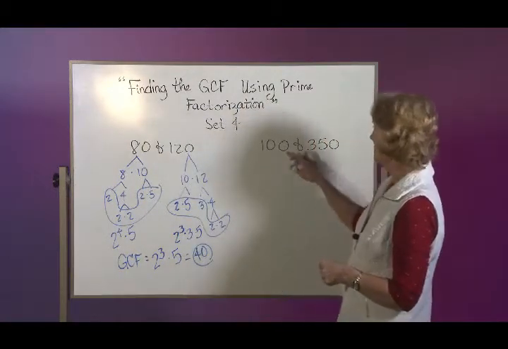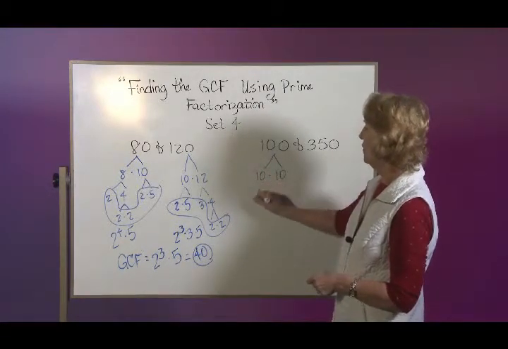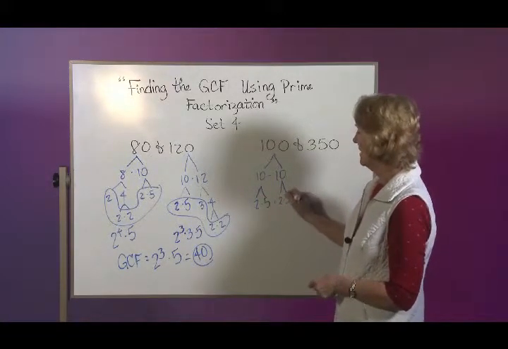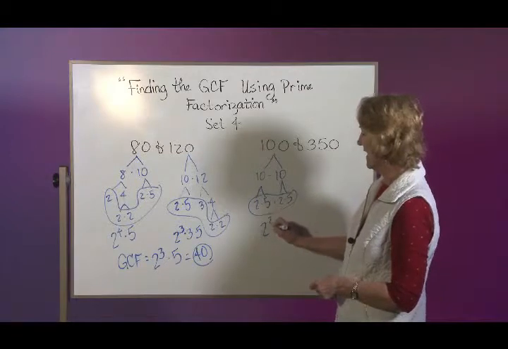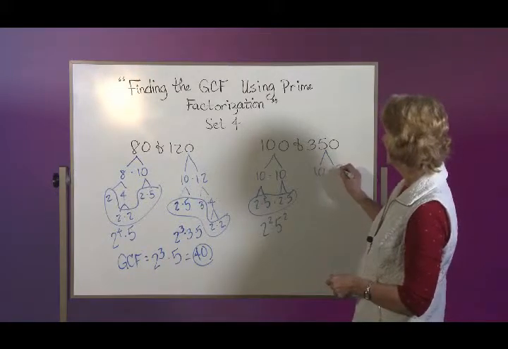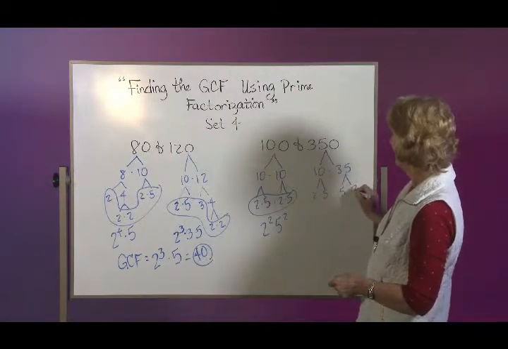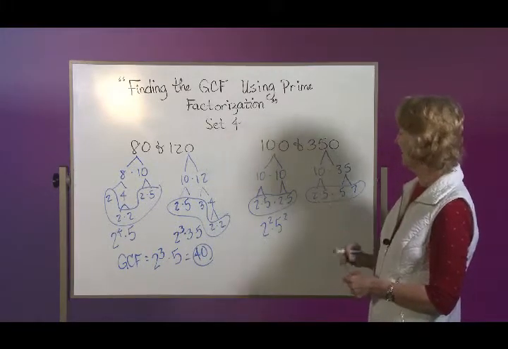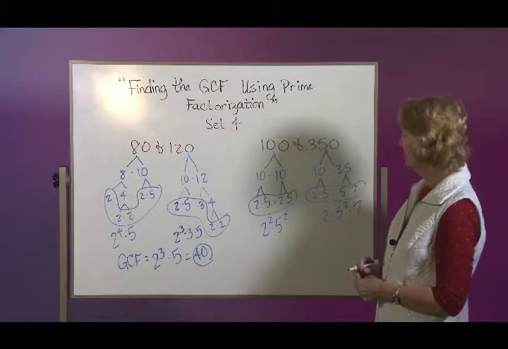Next one, 100 and 350. This can be 10 times 10, which is 2 times 5 here and 2 times 5 here. So then that is going to be 2 to the 2nd times 5 to the 2nd. This one, 350, is going to be 10 times 35. 10 is 2 times 5. 35 is 5 times 7. Gather all of those. Then that prime factorization is 2 times 5 to the 2nd times 7.